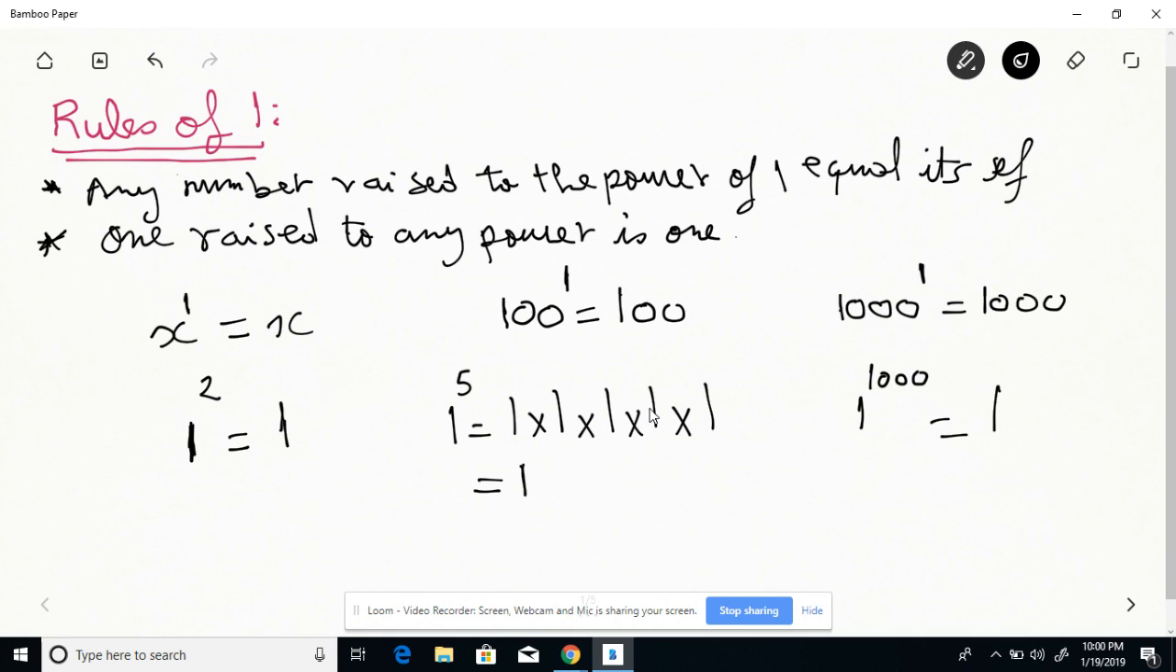So remember the first rule of 1. Any number raised to 1 is equal to itself. 100 to 1 is 100, 1000 to 1 is 1000, 1 million raised to the power of 1 is 1 million. The second condition here is 1 raised to any power is 1. 1 to 2 is 1. 1 to 5 is 1. 1 to a million is 1. This is the rule of 1.